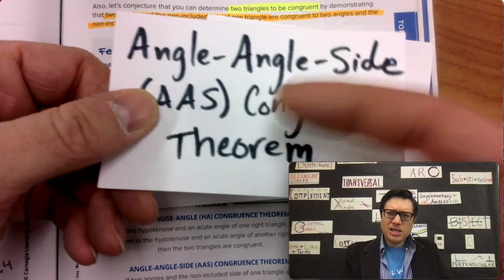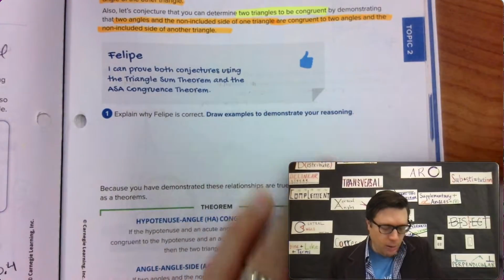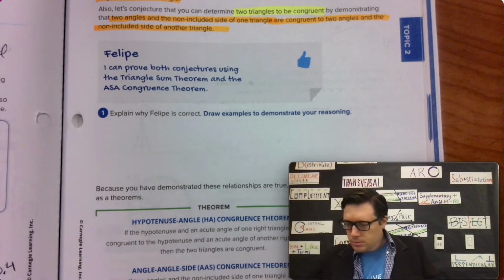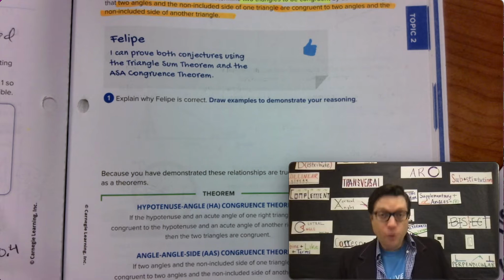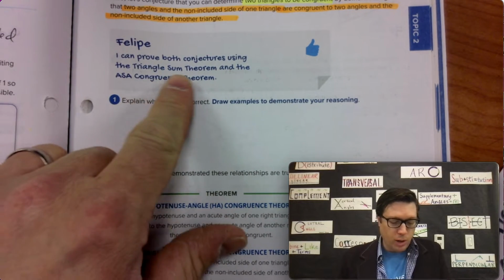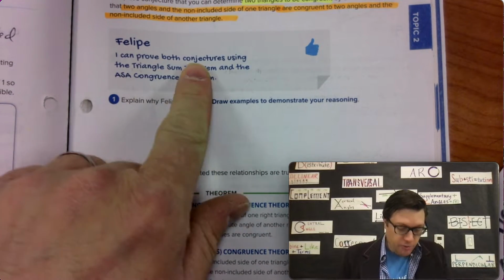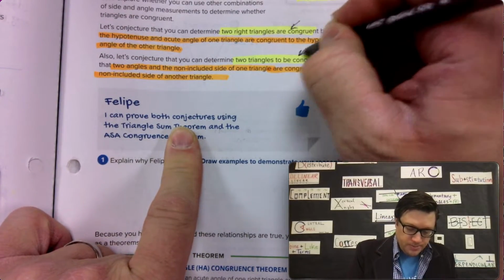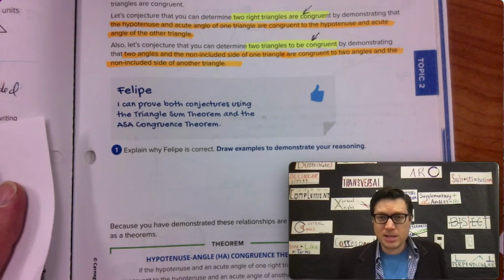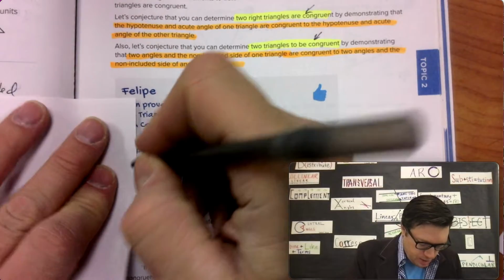So you know what? Let's go ahead and just try to follow his example. How would you do this? You probably do it like this. You should draw two triangles. We're going to draw four, actually, because we're going to draw a right triangle as well. I can prove both conjectures. Both conjectures he's proving are that the right triangles are congruent, and that the two triangles can be congruent by this other thing.